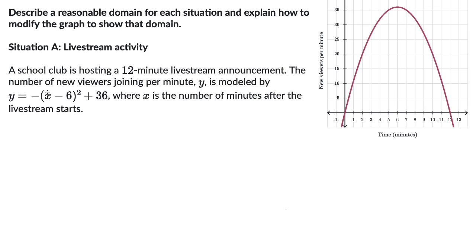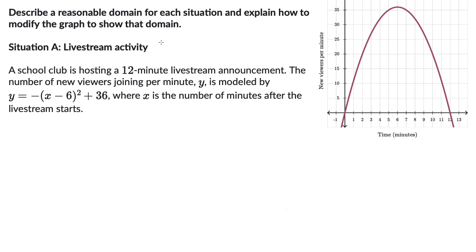So you give me how many minutes after the live stream, I put that for X, and I'll tell you how many people are joining per minute. Now, if we just graphed Y equals all of this business, we would get this parabola right over here. But when we think about the actual situation, we realize that having negative time does not make sense. And also, that would be before the live stream is actually starting. And then it's only lasting 12 minutes. So we shouldn't have time that goes beyond the 12 minutes.